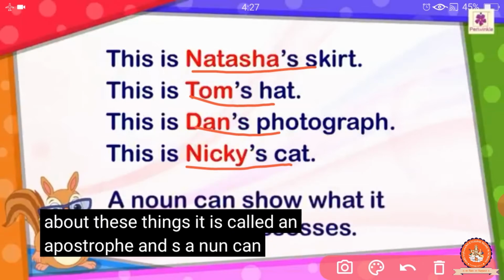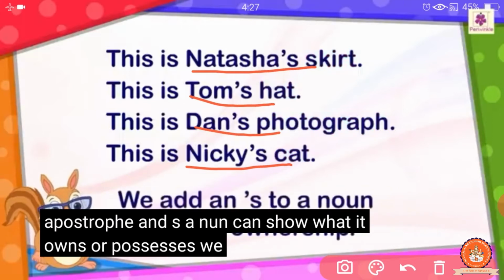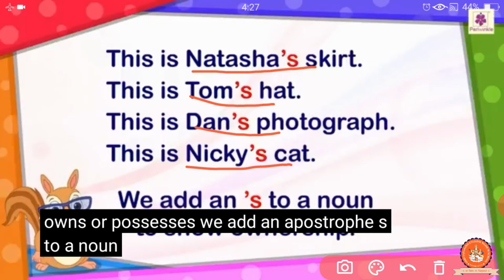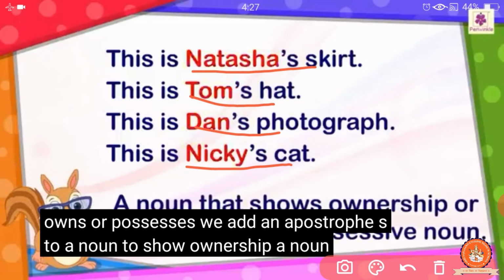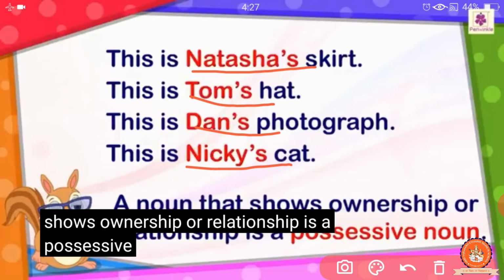A noun can show what it owns or possesses. We add an apostrophe s to a noun to show ownership. A noun that shows ownership or relationship is a possessive noun.